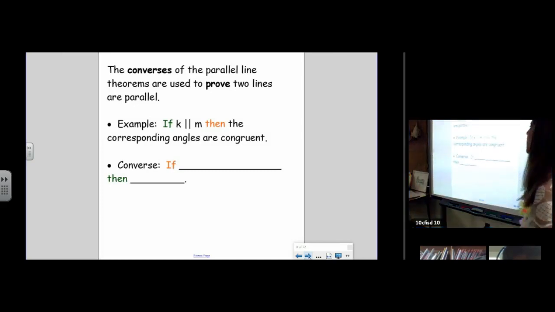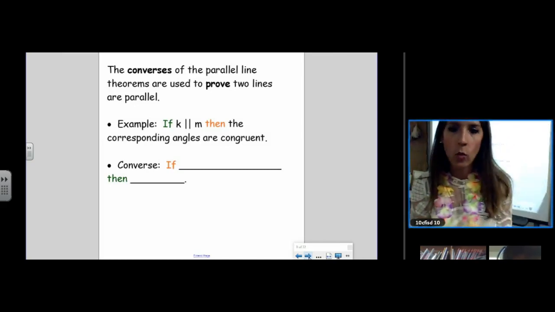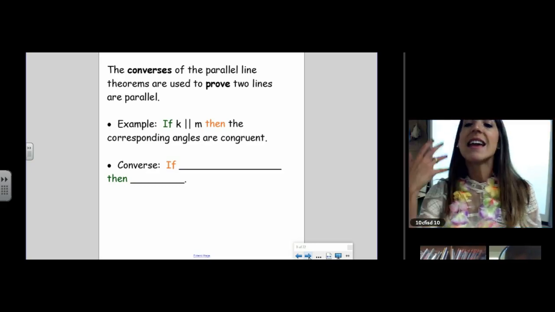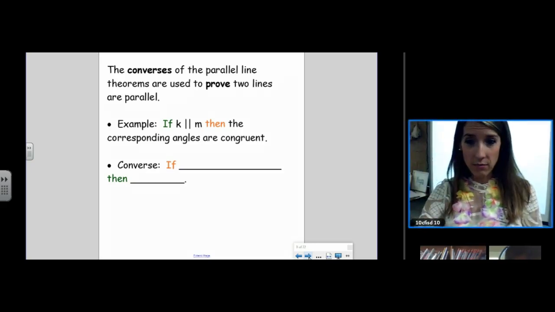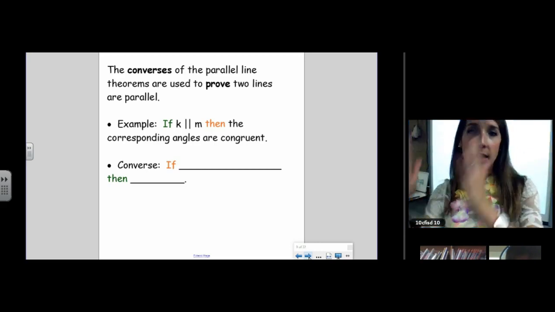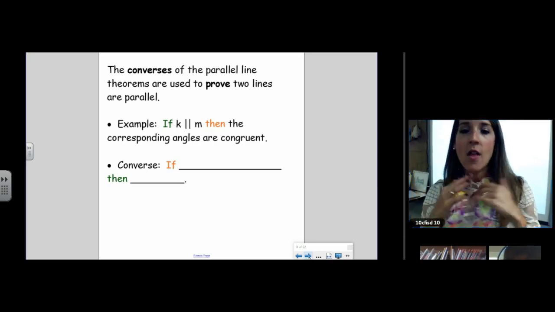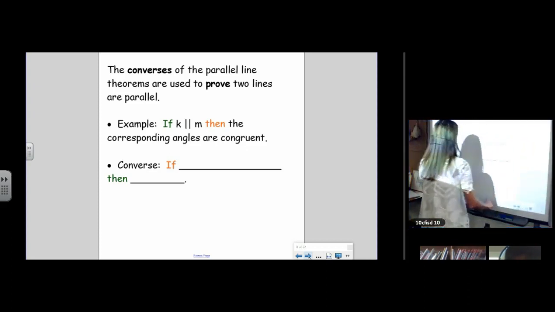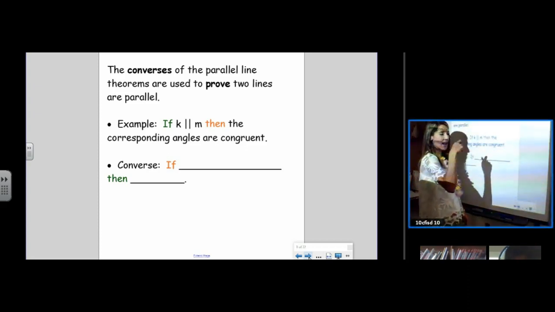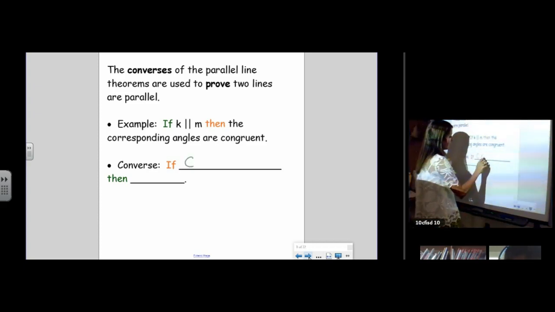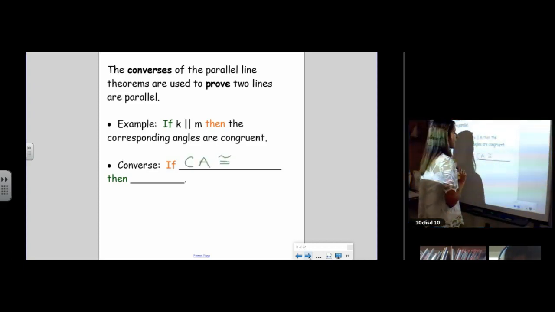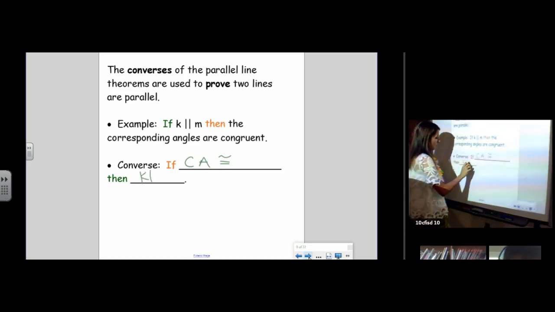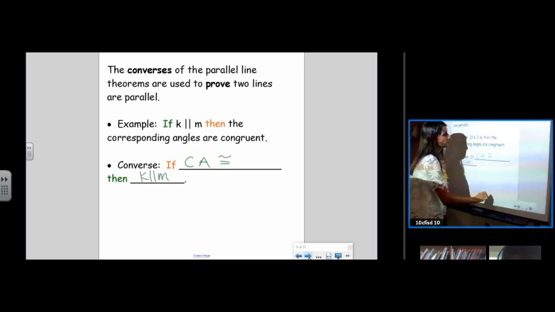So, if our theorem yesterday was if line K is parallel to line M, then the corresponding angles are congruent. If parallel, then corresponding angles are congruent. The converse would be if, you guys fill it in your head, if corresponding angles are congruent, then K is parallel to M.